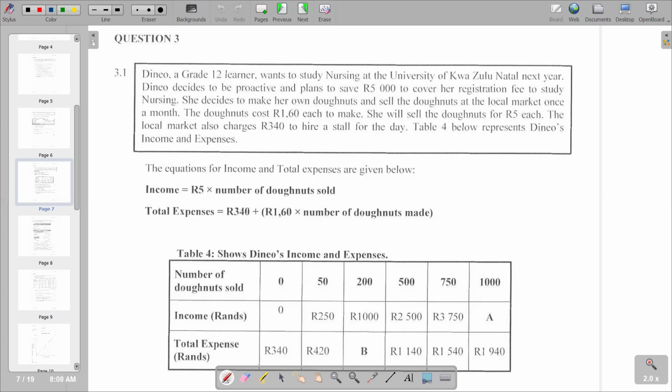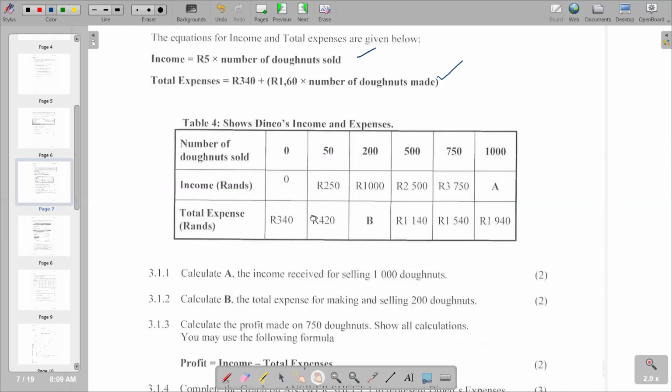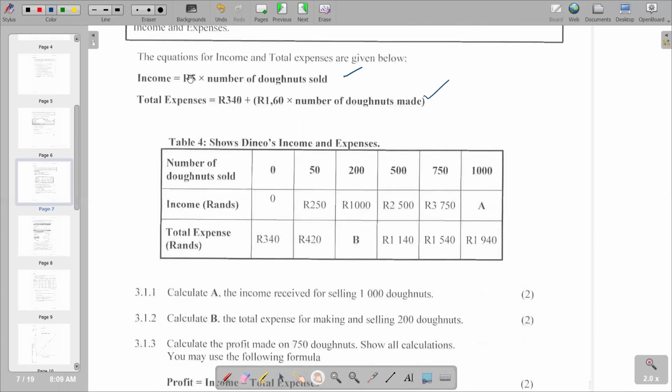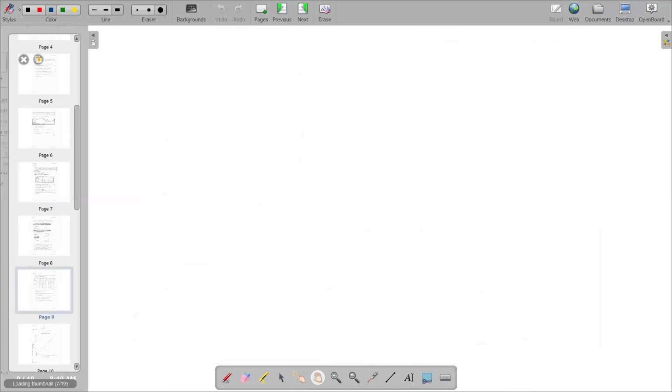Table 4 below represents Denio's income and expenses. The equations for income and total expenses are given below. So you're given the equation for income, and also the total expenses equation. Then table 4 shows Denio's income and expenses. Given the table, beneath that now, it says calculate A, the income received for selling 1,000 donuts. So A requires us to find the income for selling 1,000 donuts, and we are given the formula for income. We're saying 5 rand times the number of donuts, of which for A, the number of donuts is 1,000. So we are going to just calculate it as such, whereby we're saying 3.1.1.